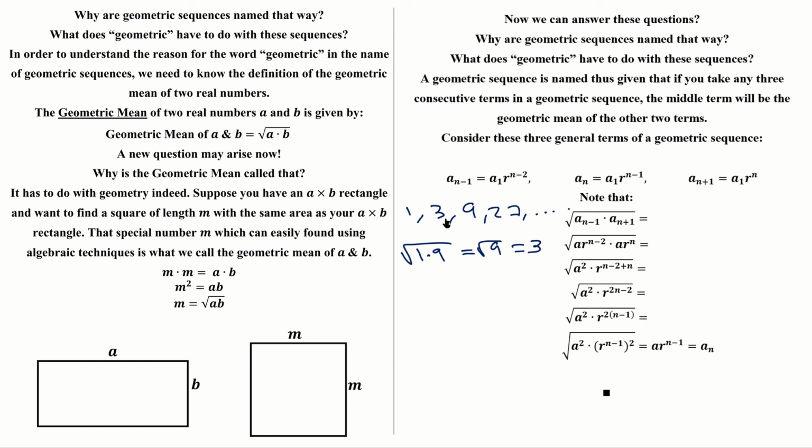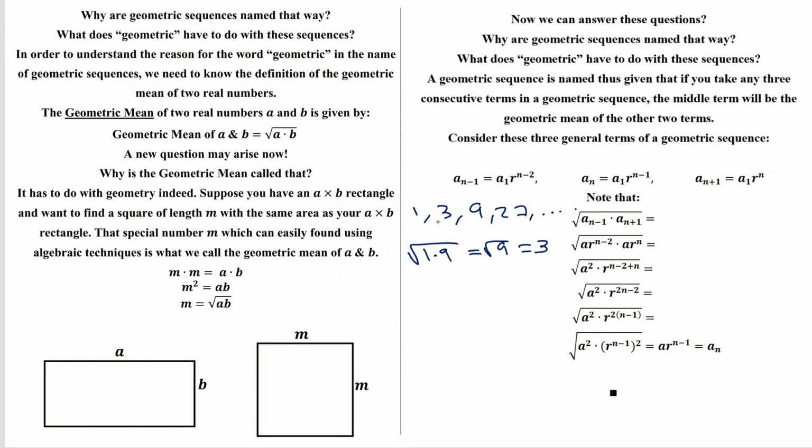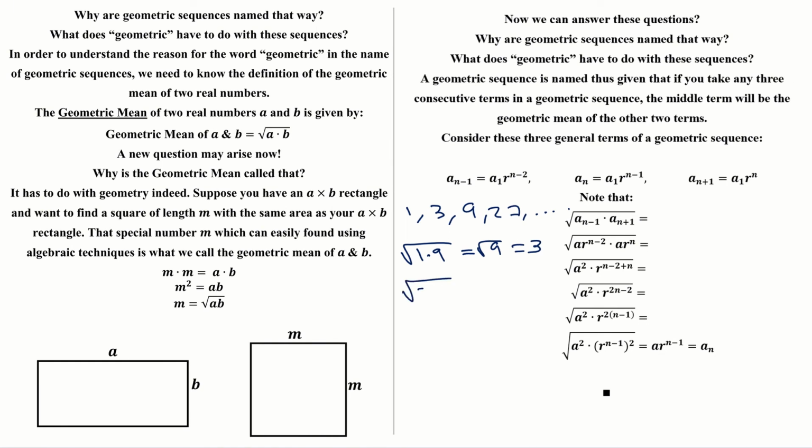Or if we take these three numbers, as long as they're three consecutive terms, right? What is the square root of 3 times 27? Well, that's going to be the square root of 81, which is 9, again, the middle term. So this is why geometric sequences are called geometric sequences.